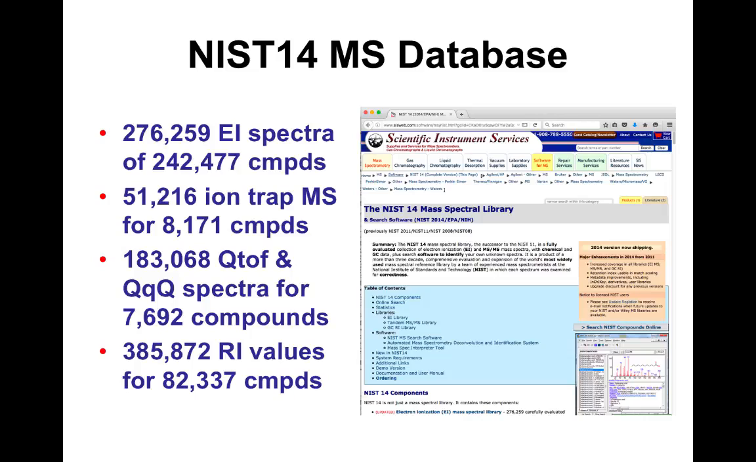The NIST 14 database has almost 300,000 EI spectra for almost 250,000 compounds. Now it's a little exaggerated because they're counting all of the derivatized compounds. So many compounds will have 3 to 4 derivatives. So the actual number of unique parent compounds is maybe 1/4 of what they list there, but it's a lot. So it's a pretty impressive collection. They also have ion trap mass spec and QTOF mass spec. They also have retention index values for about 80,000 compounds.